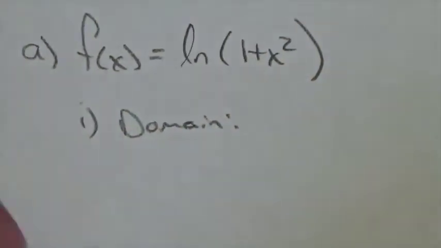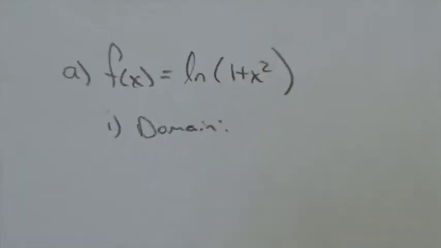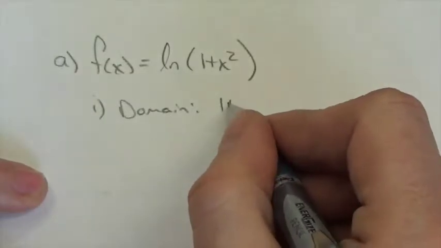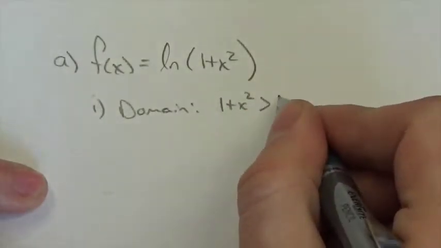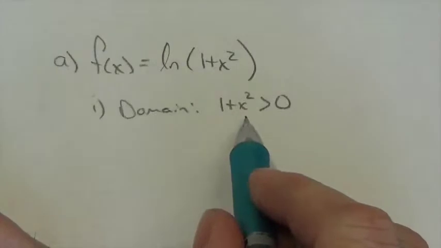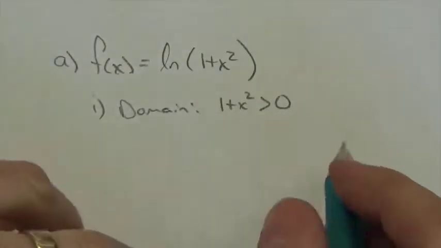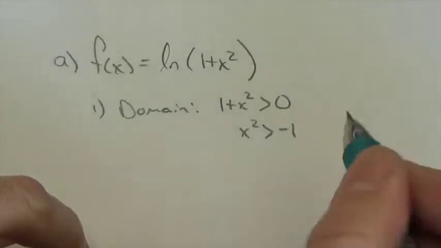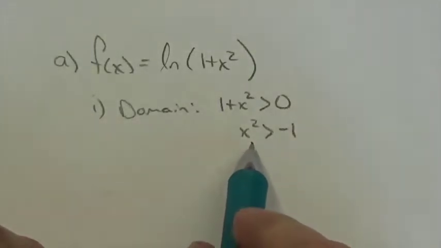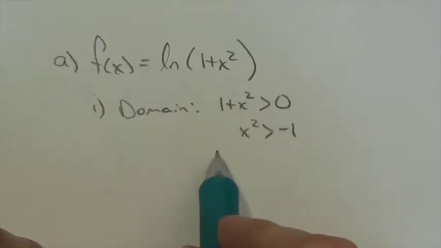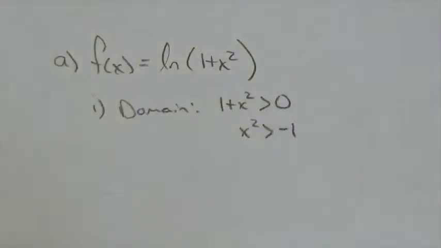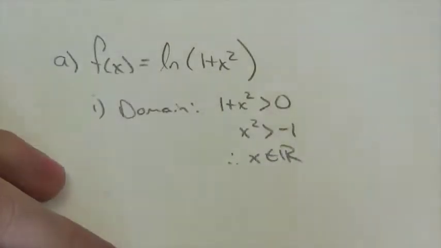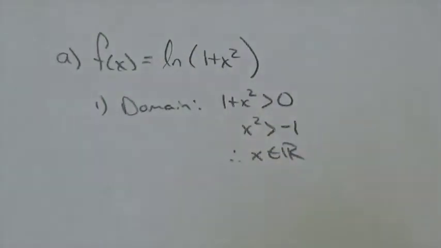Now remember how domain works with a logarithmic function here. Let me zoom out just a little bit, give myself a little more room. I can only take the log of a positive value. So I need 1 plus x squared to be greater than 0, which means I need x squared to be greater than negative 1. Now the truth is, that's always going to be true, because anytime I square a number, it's going to be positive, so it's going to be greater than negative 1. So this is true for all reals. The domain for this function will be all reals.